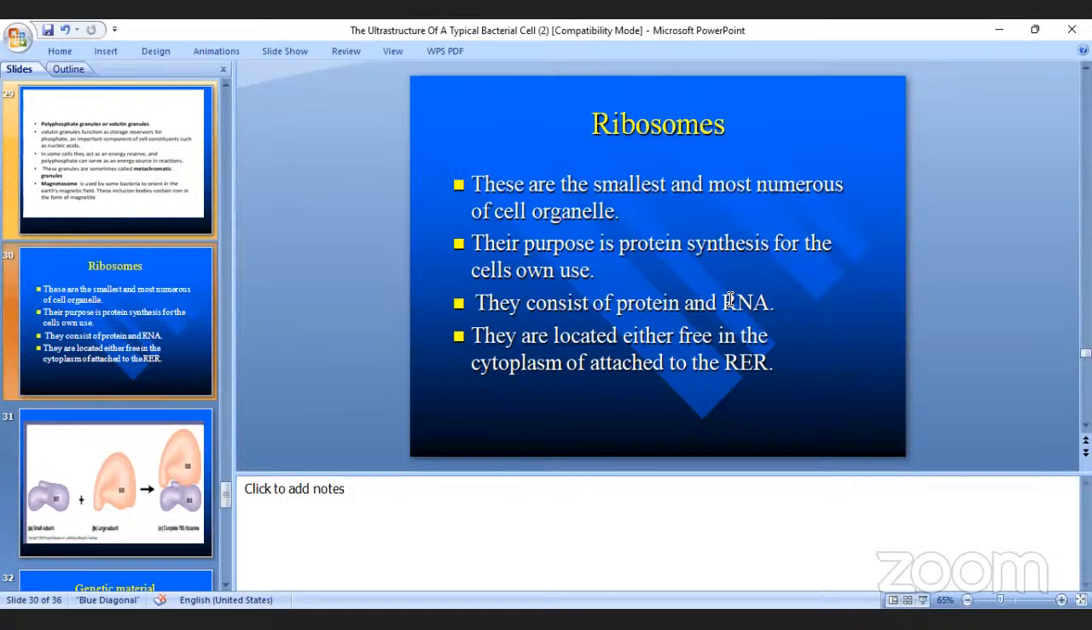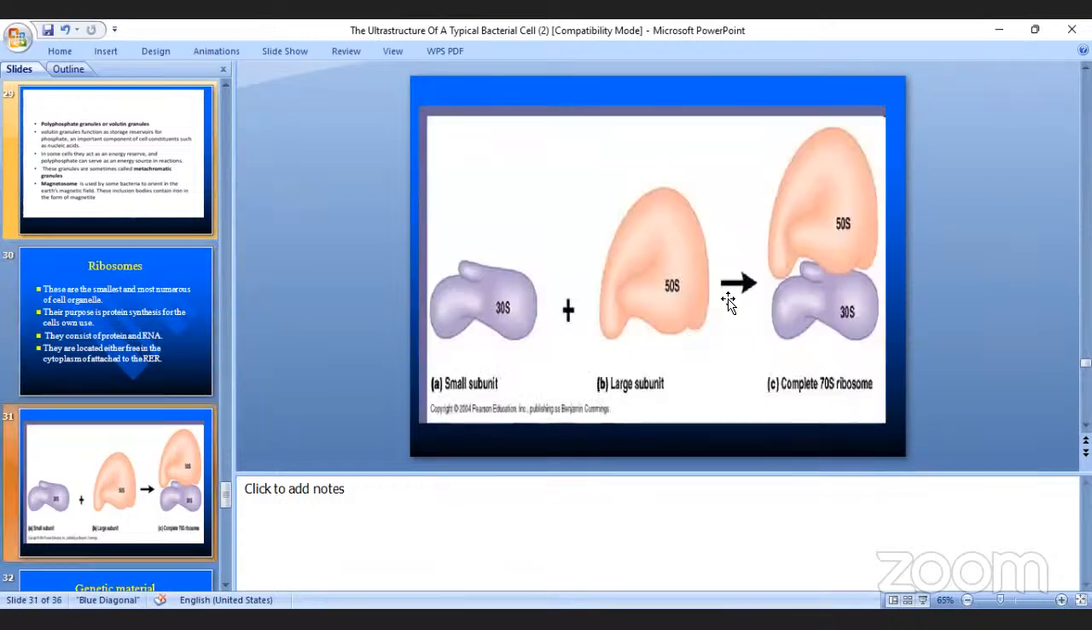What type of ribosome is present in prokaryotes? Only 70S ribosomes. These are the smallest and most numerous cell organelles. Their purpose is protein synthesis for the cell's own use, which is why they are called the protein factory. They consist of protein and RNA, and are located either free in the cytoplasm or attached to the RER. The small subunit is 30S and the large subunit is 50S, making a 70S ribosome in bacteria.